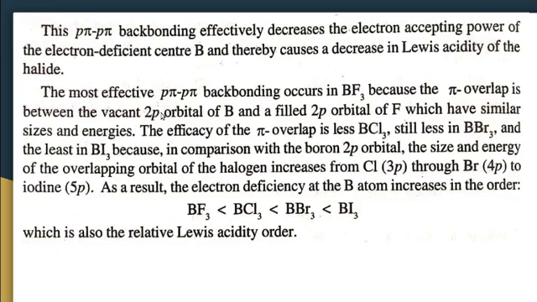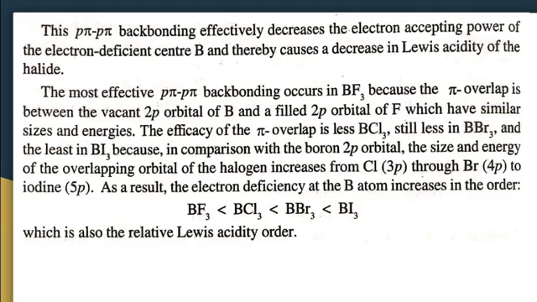The effective p pi overlapping occurs in BF3 because of the 2p orbital of boron and the filled 2p orbital of fluorine, which have similar size and energies. The effectiveness of the pi overlap is less for BCl3, still less in BBr3 and the least in BI3, because in comparison with the boron 2p orbital, the size and energy of the overlapping orbital of the halogen increases from chlorine through bromine to iodine.